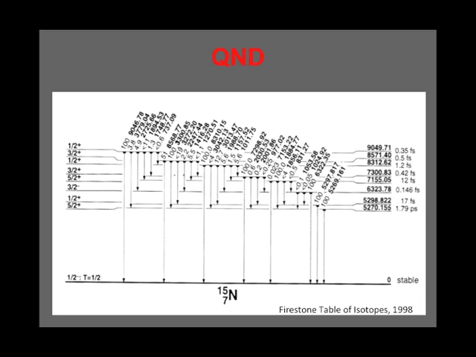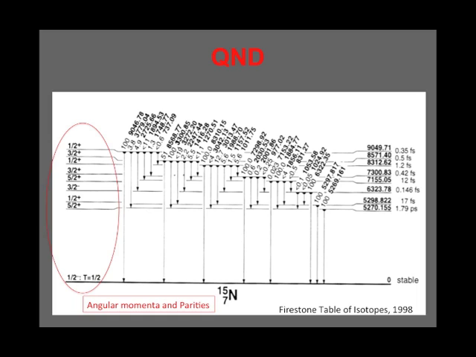Let's start with the relatively simple case of the nitrogen-15 isotope. This is but one example from among thousands that are summarized in the Firestone table of isotopes. The horizontal line at the bottom indicates the nitrogen-15 nucleus in its stable ground state. It is a J equals 1/2 state with negative parity. Above it are shown the first 8 low-lying excited states at excitation energies between 5 and 9 MeV.